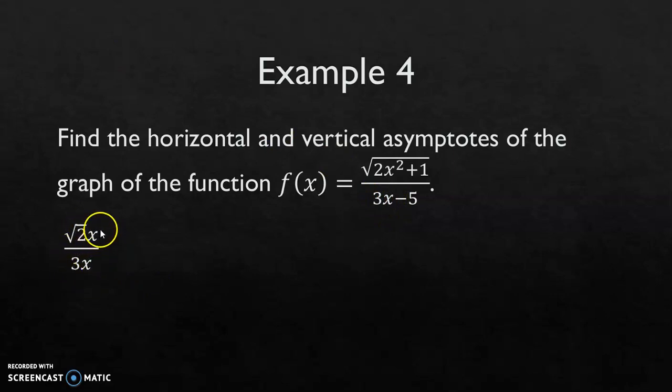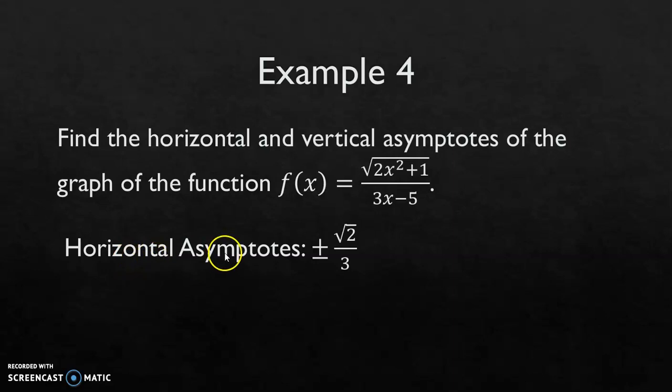These x's have the same exponent, which means that for my horizontal asymptote, I just do the square root of 2 over 3. And that is the horizontal asymptote. Okay, but remember, we did a square root. There should be a plus or minus sign right here. So technically, we have two horizontal asymptotes, one at the positive value, one at the negative value. So for my horizontal asymptotes, I have plus or minus square root 2 over 3.